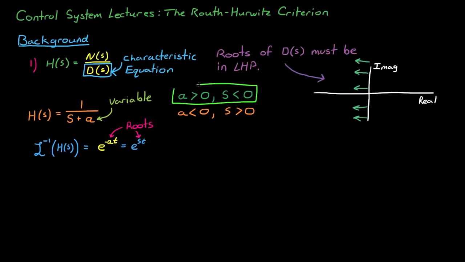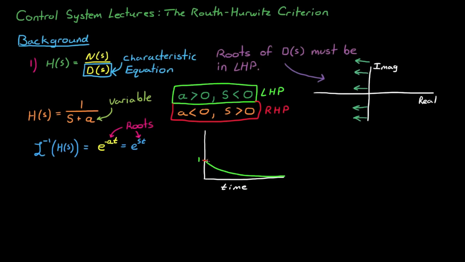Let's take the case where a is positive, and since s is negative, this root exists in the left half plane. And if you plot this in the time domain, you'll see that the signal will tend towards 0 as time approaches infinity. And this is stable since any signal into this transfer function will ultimately die out and the system will be at rest again. However, if a is negative, or the root is positive, then the response will blow up into infinity, which is obviously unstable.